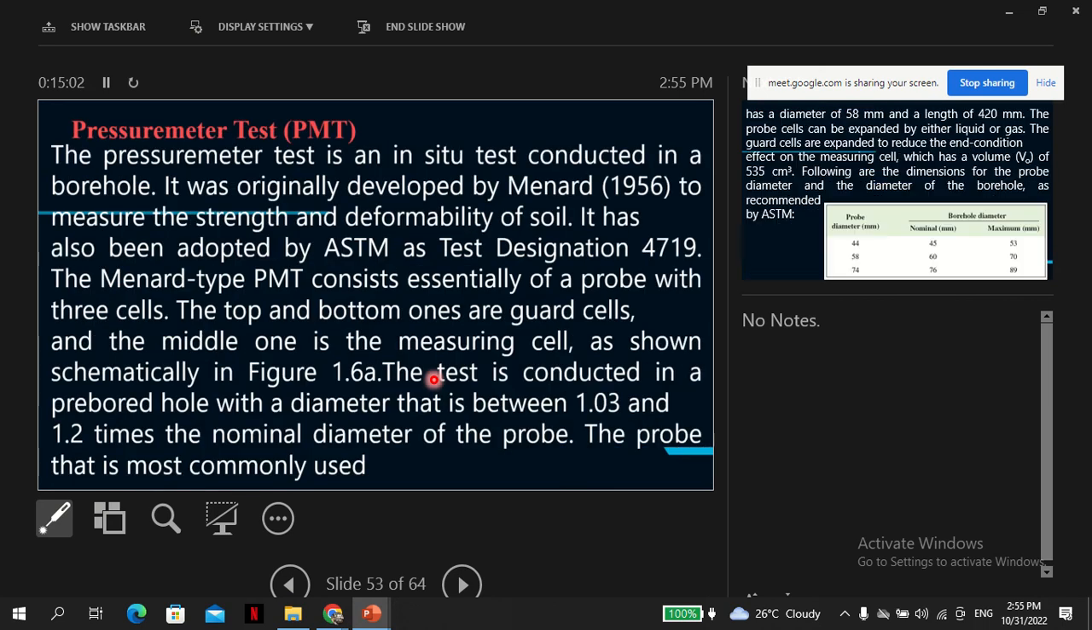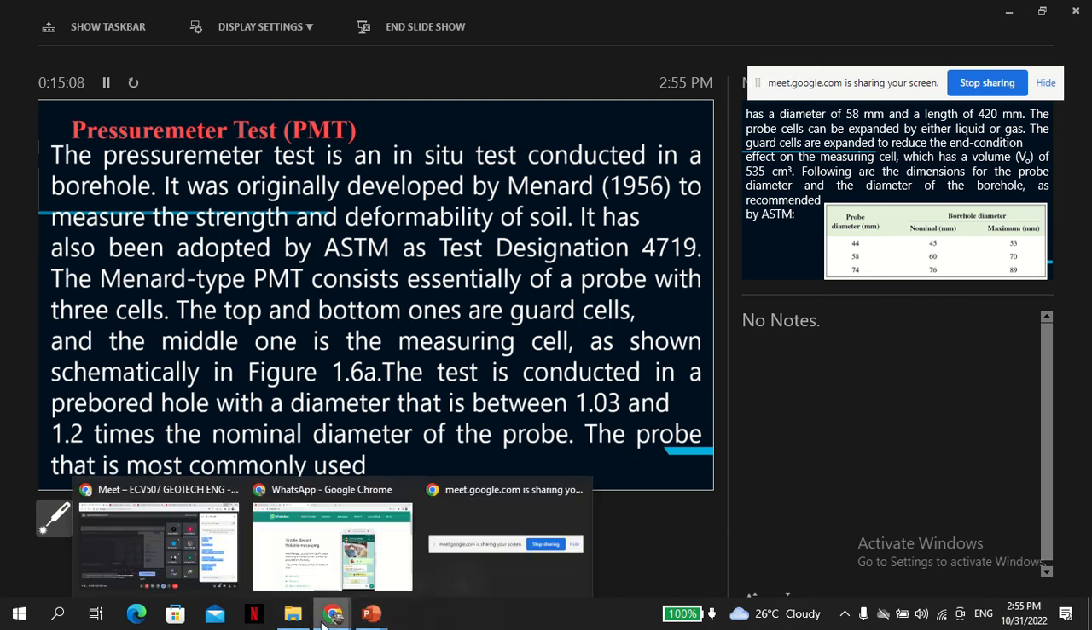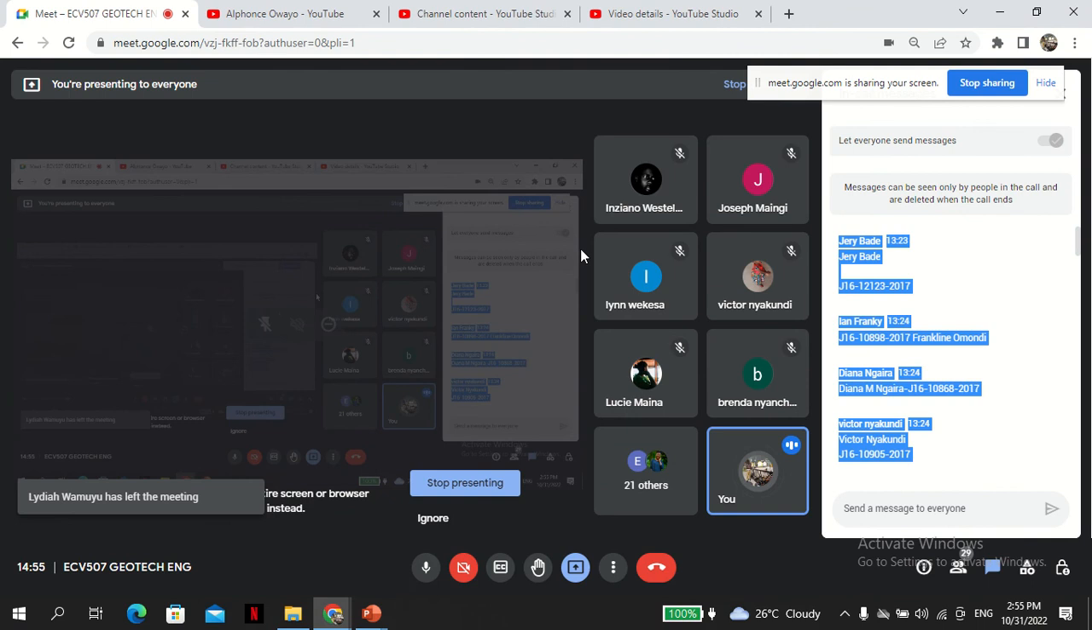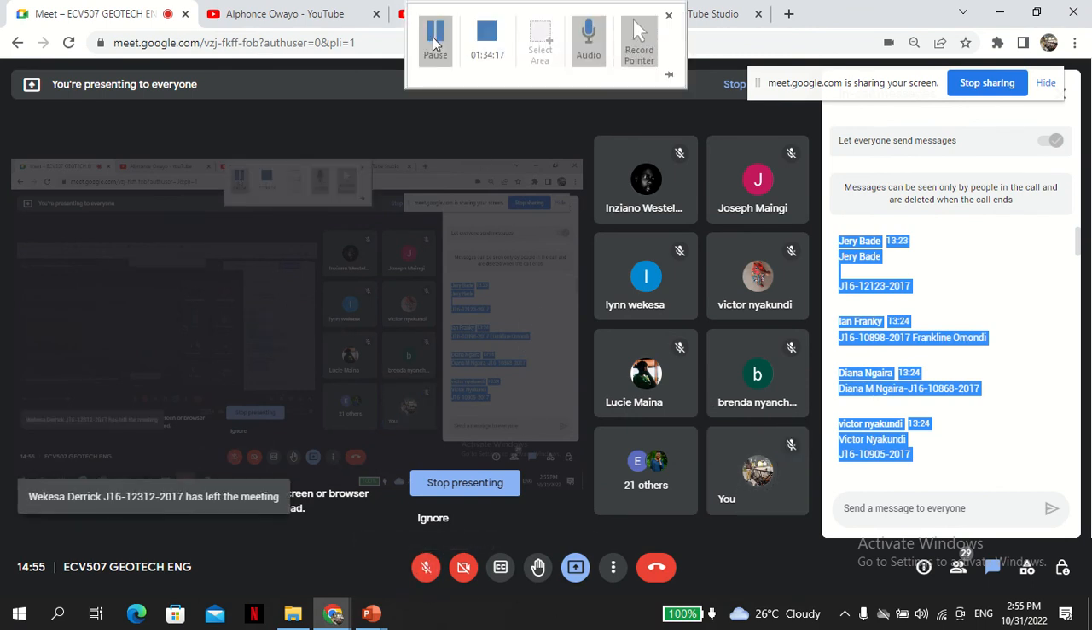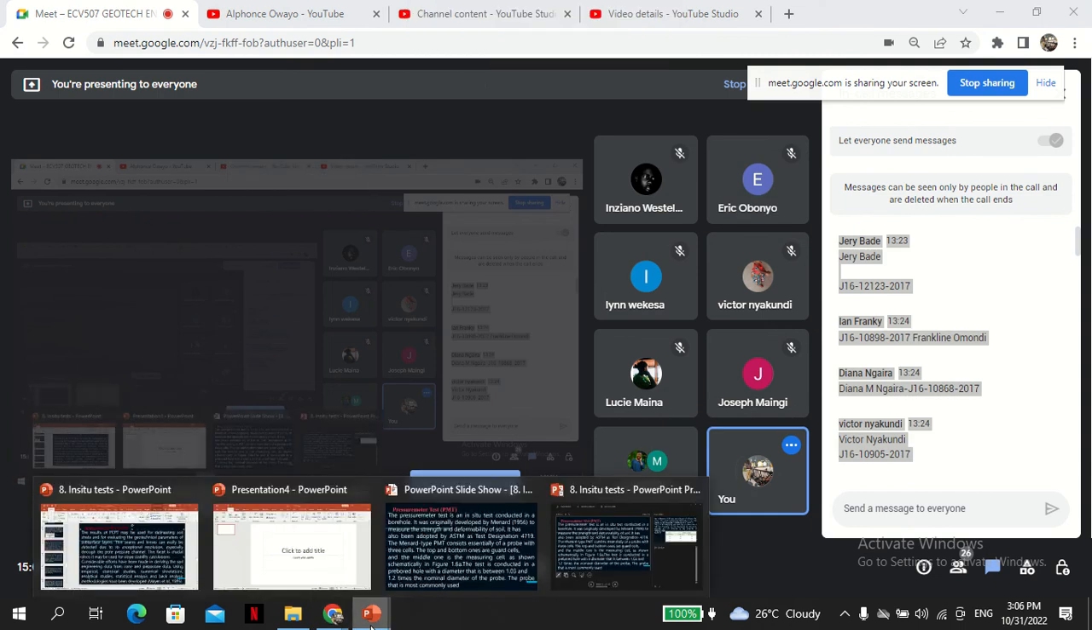Then we have the Pressuremeter test. Maybe we take a break for 10 minutes and then we resume. So we resume at 3:05. So we move on.